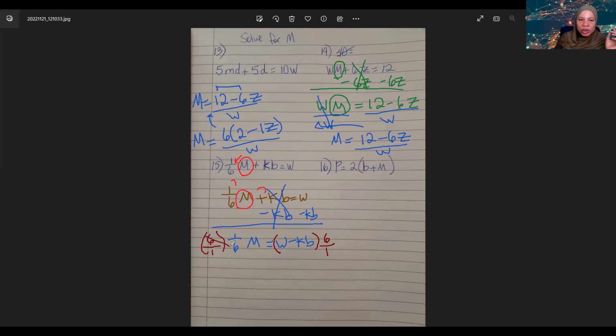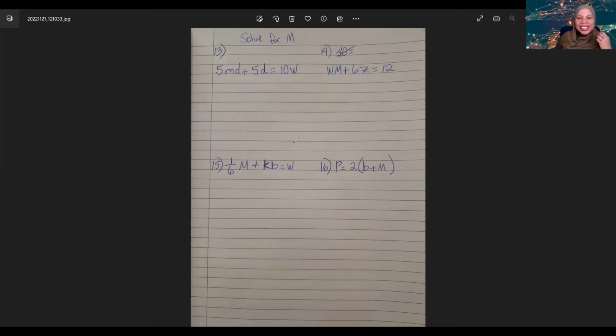So the 6 cancels out, the 1 cancels out. You get M equals, and then you can leave the 6 on the back or put the 6 in the front. It's still the distributive property. So you have 6 times the quantity of W minus KB. And that's the answer for that one. Okay. And that's number 15. So I'm going to erase that and get to 16.